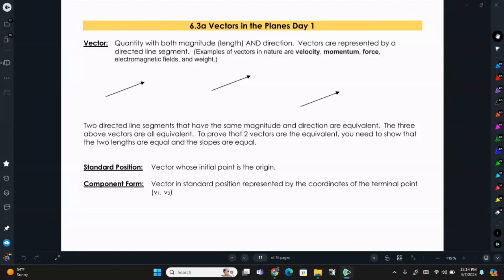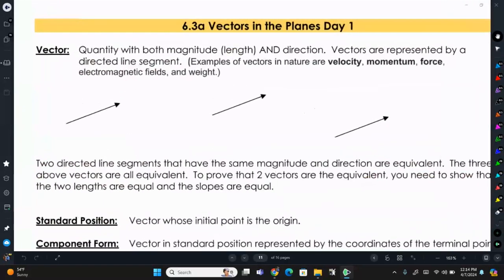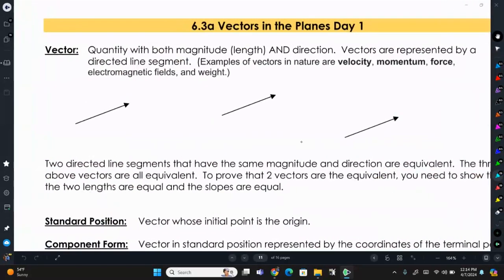Today we're going to be talking about something called vectors. A vector, the definition of it, is a quantity with both magnitude, length, and direction. And we use those in real life for velocity, momentum, and force.